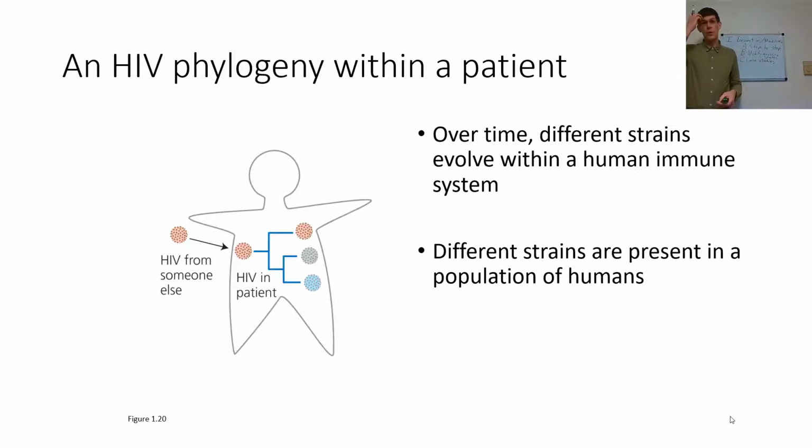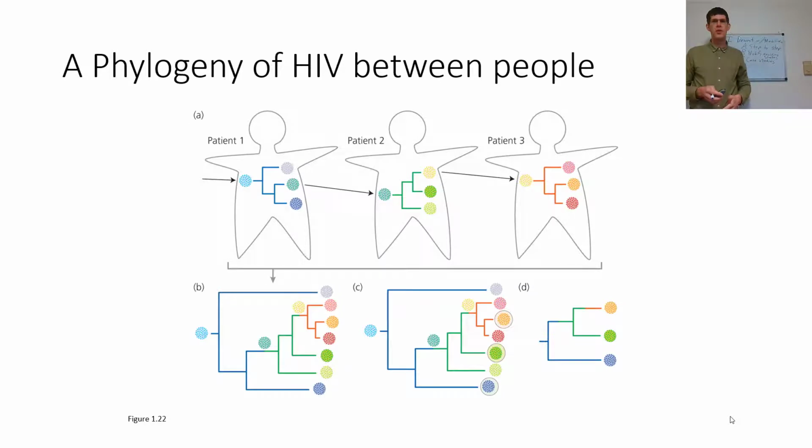Involving HIV. So over time, in a patient, HIV evolves. Different strains are going to evolve within a single human immune system, such that the end strains are different from, but derived from, the original. Now, one of those strains is going to get passed on to another individual, so that different strains are present in a population of humans.